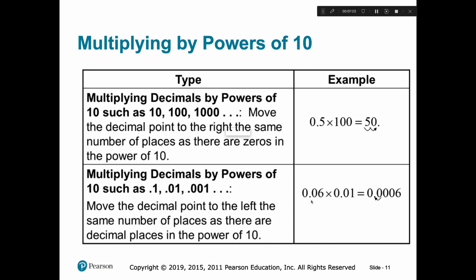So if we start with 0.06 and we multiply that times 0.01, we are going to move it to the left, the same number of places as there are decimal points. So here we have places behind the decimal points are 2, so we're going to go 1, 2. That's our new number.